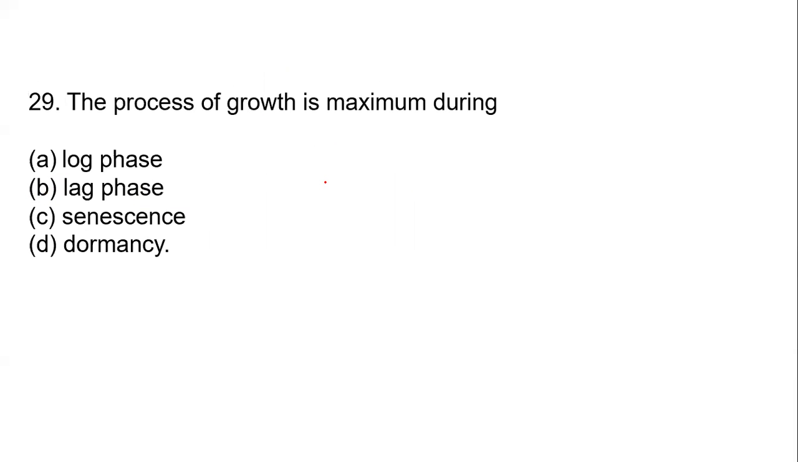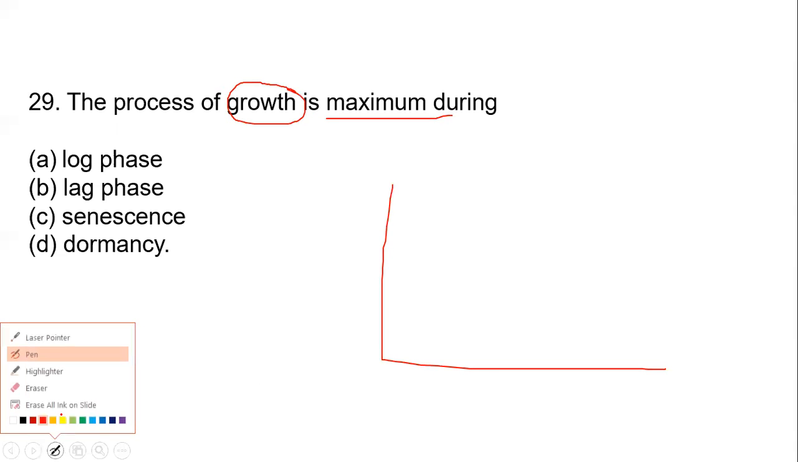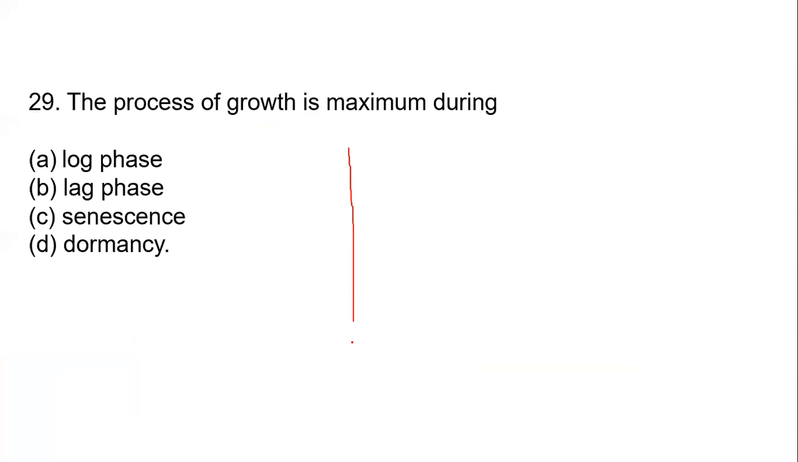Done, everybody. Moving on to the second last question, question number 29. NEET 2020 question from plant growth and development. The process of growth is maximum during. You might have learned a graph also, right? I'll draw a NEET labeled graph. Taking growth and time.